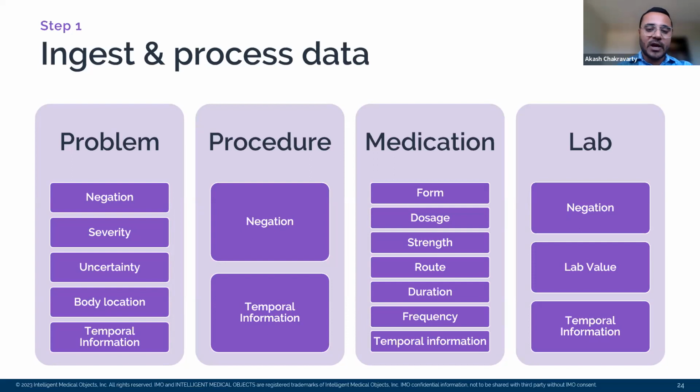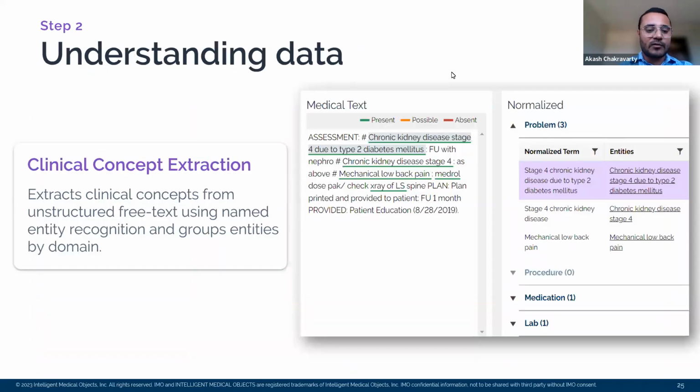In the medication domain, we can identify routes for medication entities, form, dosage, and strength. And for the lab domain, we can identify negation, lab value, as well as temporal information. On the next slide, let's go a little bit into step 2 of the process. Now that we have ingested and processed the data, we can start to understand it.